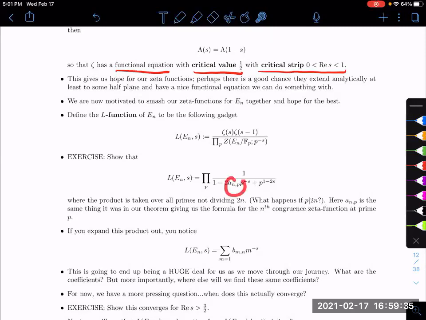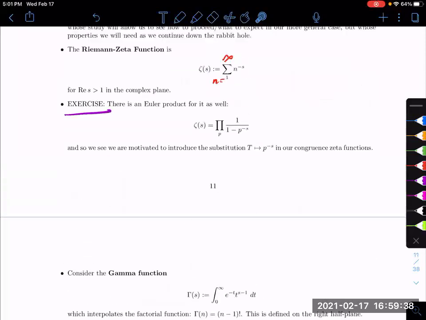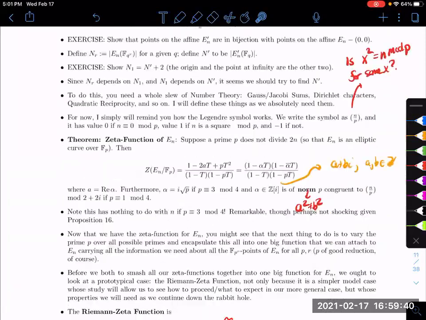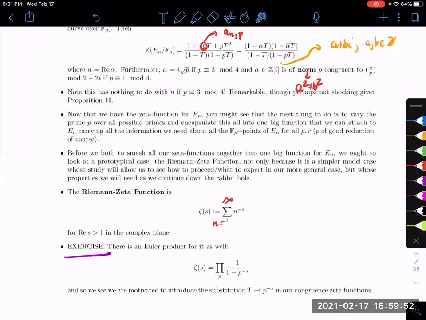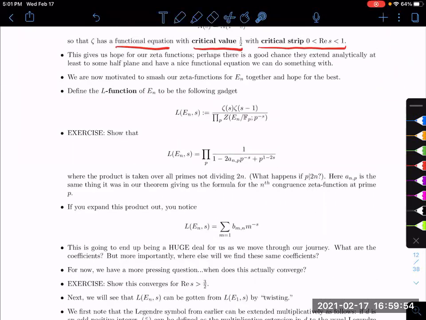And what is this a sub n,P? It's the a sub n,P from up here, from our zeta functions. There's one value per n and per p, right? So I should have probably just written this a sub n,P to begin with. And you get this nice formula because these zeta functions up here cancel some stupid stuff that you end up with in the denominator that you don't actually care about. Okay. And so there's your L function.